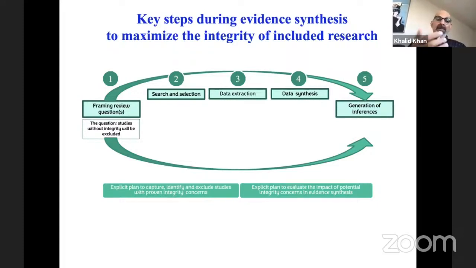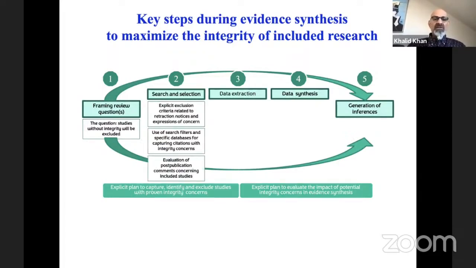So here I present to you something entirely new. I hope those of you who after this COMSTECH workshop will proceed to undertake any systematic reviews of the trials you are undertaking will also focus on the aspect of integrity within systematic reviews. Your question should explicitly state that you will be mindful of integrity of the studies included. Retracted studies will obviously be excluded. Those with expression of concern would need to be assessed.